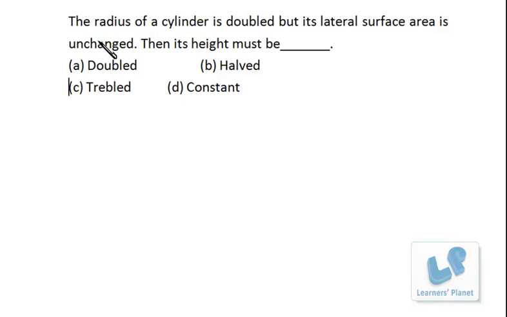Now let's see this question. The radius of a cylinder is doubled but its lateral surface area is unchanged, then its height must be? Now friends, what is the formula for lateral surface area of a cylinder? That is 2 pi r h. Okay. Now radius is being doubled. That means the new radius is 2r, and we have to find out the value of h, that is the new height, right?